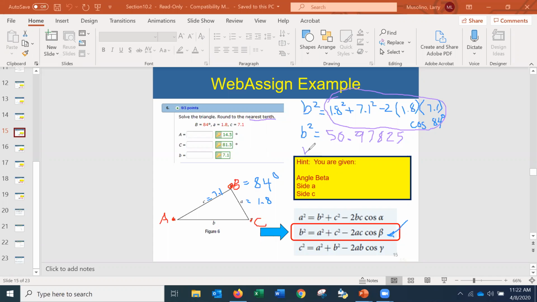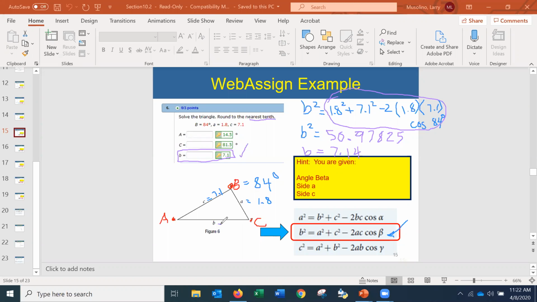All right, now the square. Also, I got for B, I got 7.1 when I did the square root of 50.97825. Good. Yep. So I'm going to take the square root of both sides. And if I take the square root of both sides, I'm going to get B equals 7.14. But of course, they want me to just round to 1 decimal place. So I'm getting the answer B equals just 7.1. That's what I got. Good.